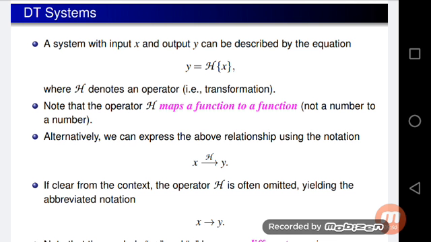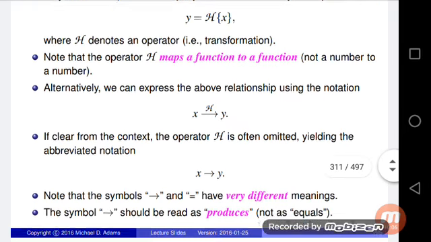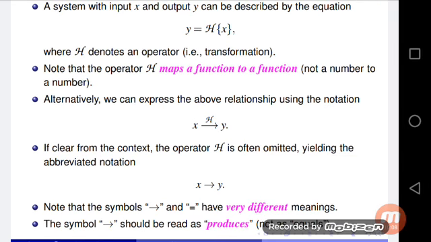If clear from the context, the operator h is often omitted, yielding the abbreviated notation x tends to y. Here, note that the symbols arrow and equal to have very different meanings. The arrow should be read as produces.